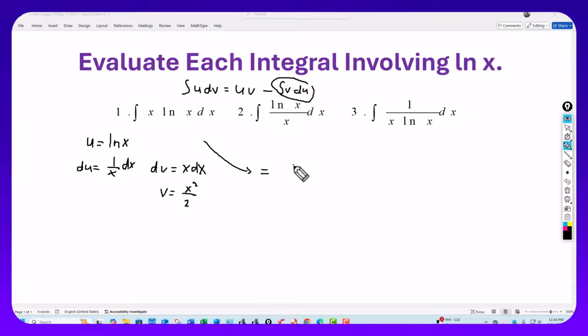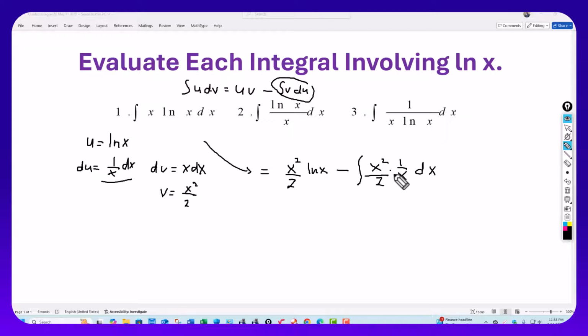I'll put the v in front. I think it goes better. V, x squared over 2, and then the u will come up next, ln of x. And then it's minus the integral of v, which is x squared over 2, and then du, and du over here is 1 over x dx. So that's multiplied there.